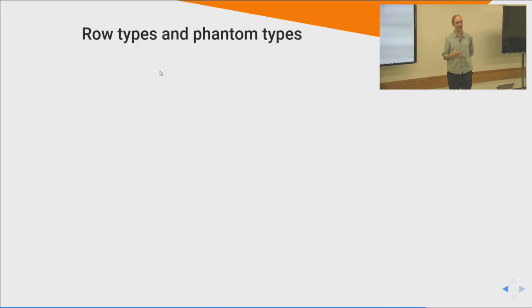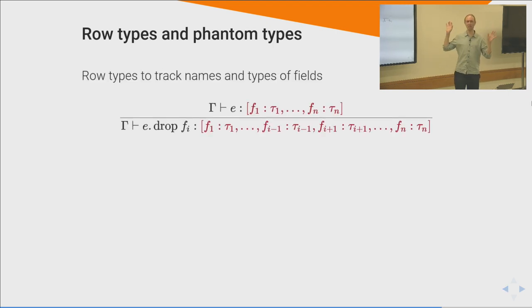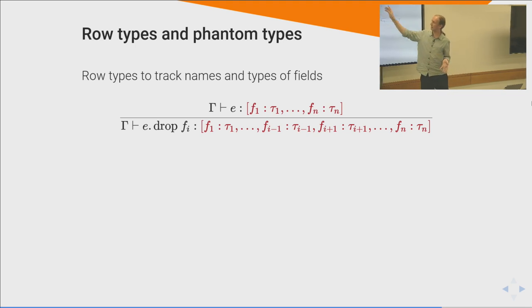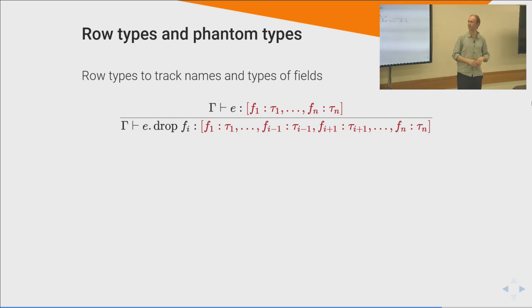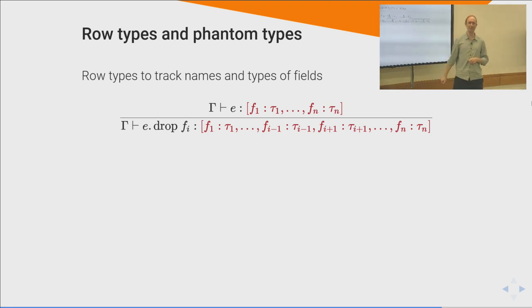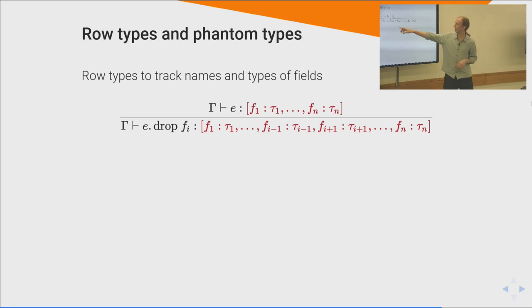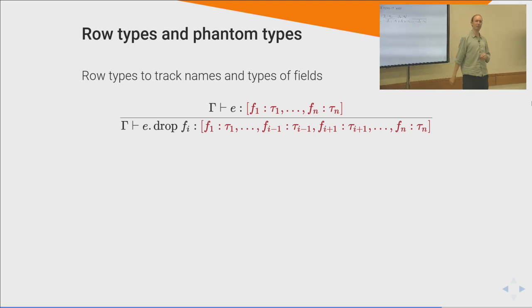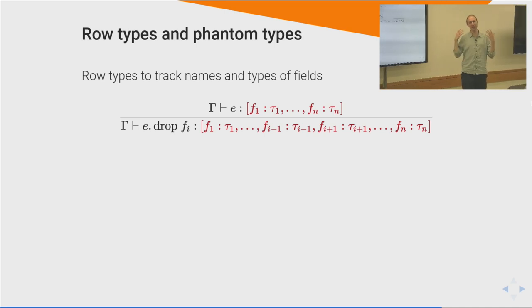So if you were doing this in some other programming language, you could say, well, let's just encode this dropping, or the typing of this dropping operation, using row types. So here, the rule is saying, if I have an expression E, which has a type that contains F1 to Fn fields, n different fields with n different types, and if I write drop Fi, then I'll end up with a type that contains all the fields except for the Fi field. And this is what some programming languages with more powerful type systems let you do.